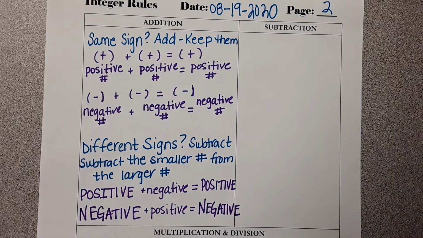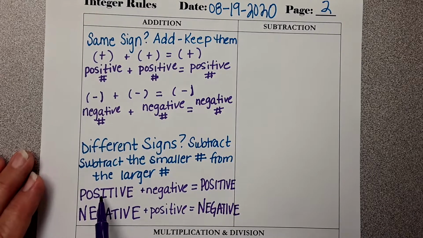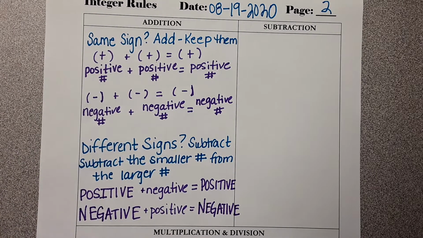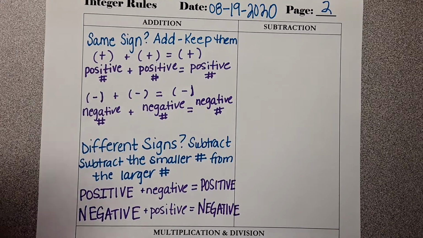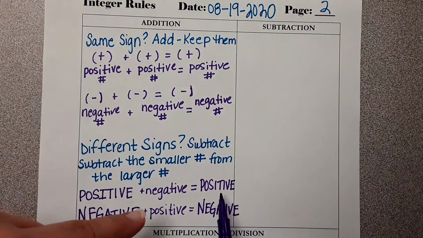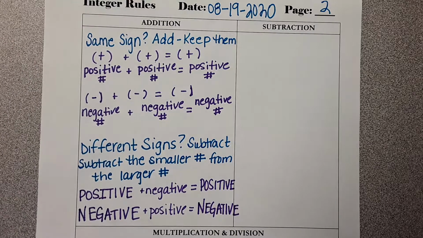Okay. So again, you guys, the reason that I capitalize the positive is because that is indicating that the bigger number is positive and the smaller number is negative. You would still subtract them, and your answer would be positive. If your bigger number is negative, you would still subtract them. Your answer would be negative.